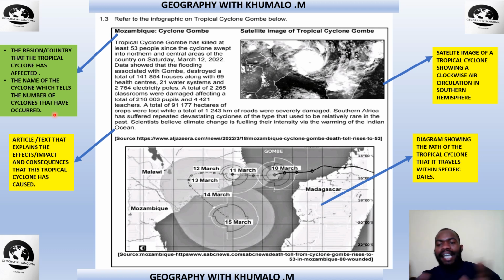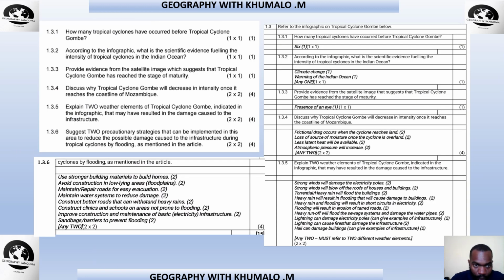So Gombe, it tells us how many tropical cyclones have occurred. We look at the first letter of the name of the tropical cyclone. Now, I believe that you have read this. I'm not going to read that to save time. I'm just going to go to questions. Now, 1.3.1, it says how many cyclones have occurred before tropical cyclone Gombe.